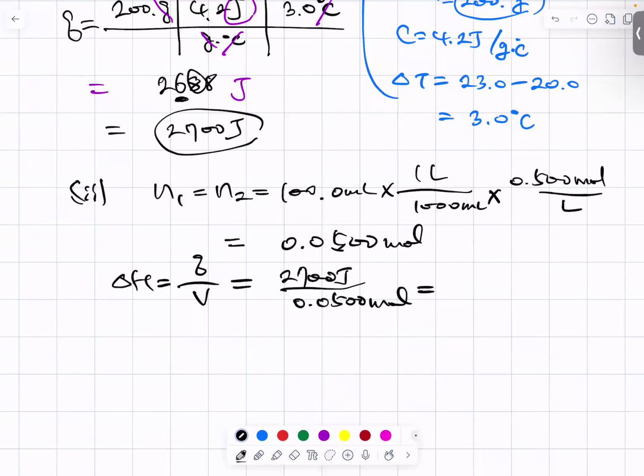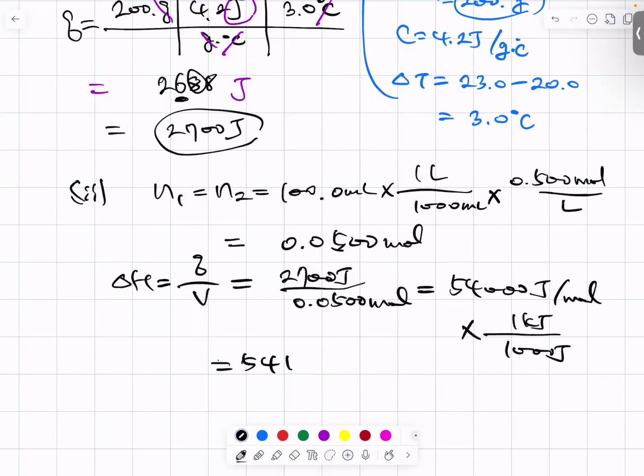So this one is 2 sig figs, 2,700, 0.0500 is 3 sig figs. Let's represent with 2 sig figs. It is 54,000 joules per mole. And let's convert this one to kilojoules. 1 kilojoule is 1,000 joules. So this is finally 54 kilojoules per mole.